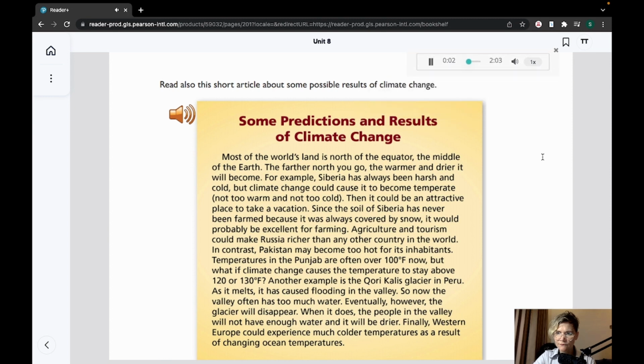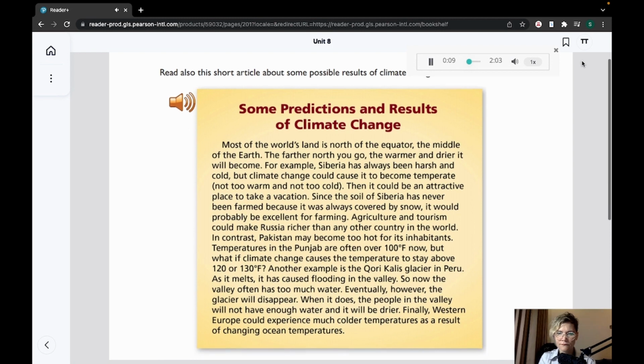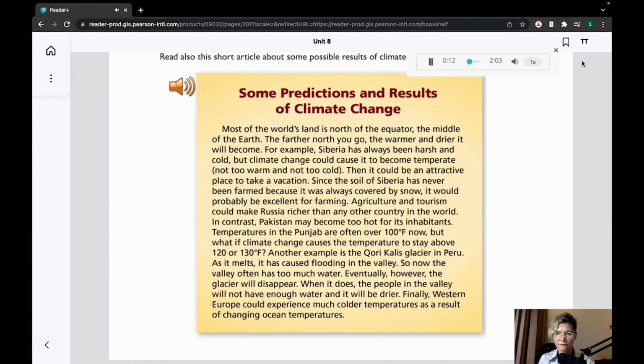Some predictions and results of climate change. Most of the world's land is north of the equator, the middle of the Earth. The farther north you go, the warmer and drier it will become. For example, Siberia has always been harsh and cold, but climate change could cause it to become temperate, not too warm and not too cold. Then it could be an attractive place to take a vacation.